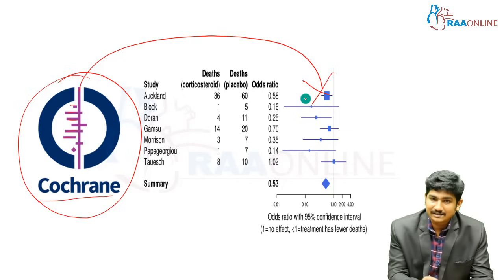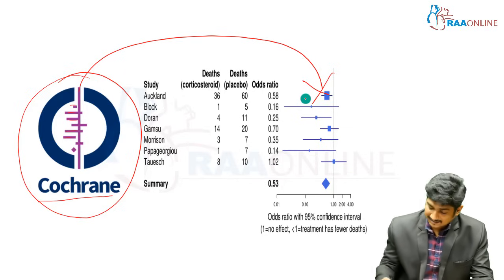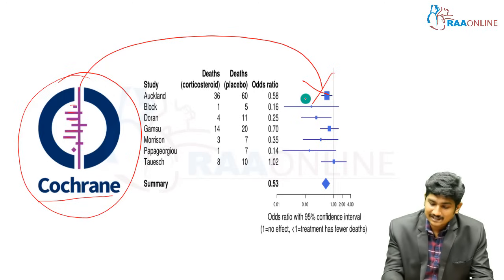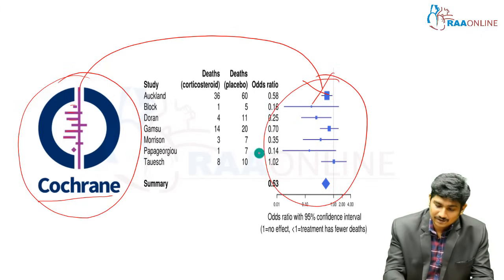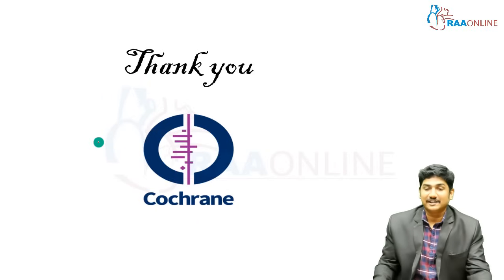This particular thing is nothing but the forest plot of this particular study which was conducted in 1991, saying the steroids need to be given for mothers expecting a premature delivery. So this forest plot is what you see here inside the Cochrane emblem itself. Okay, thank you so much.